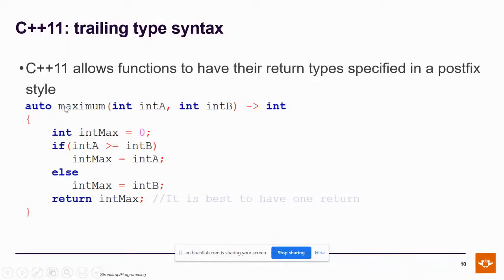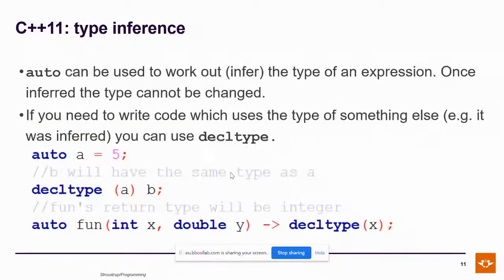You put auto in front of the function's name, and then you move the return type to the end with an arrow like that. Is that necessary? No, it's not necessary at all. It's just that if you ever see code like this, then you know what that means.